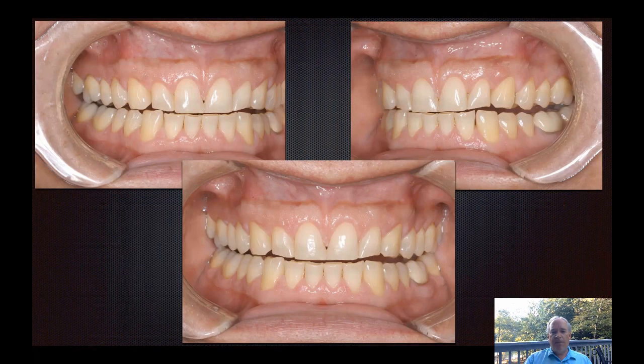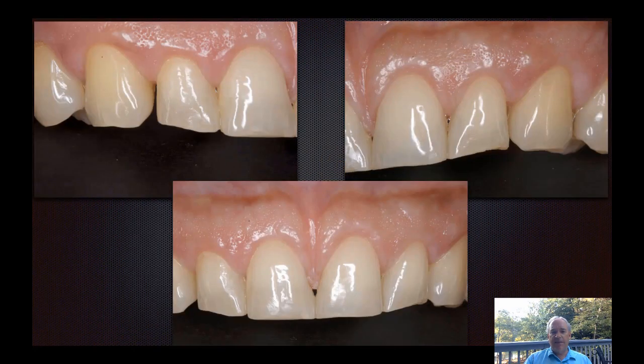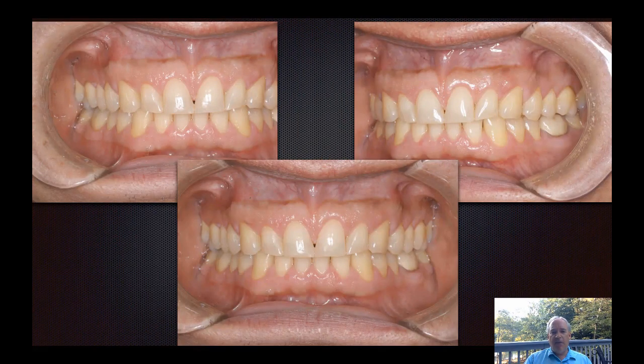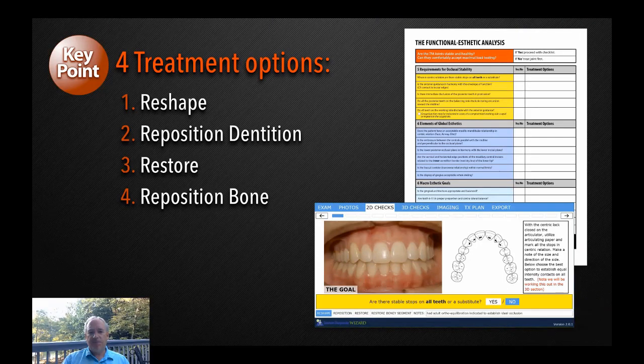So we're going to look at him and go through a process of figuring out how we're going to solve the problem, and then talk a little bit about sequencing. So remember, as we think about our treatment options, we have the reshape, repositioning, restore, and repositioning bone. And we're going to go through a checklist here that is part of our wizard. And again, you may not get into this much detail, but I just want you to see the logic behind what we do.